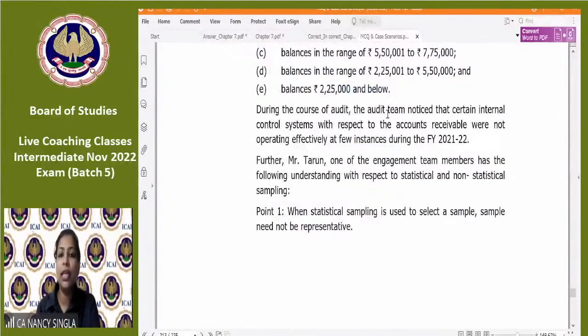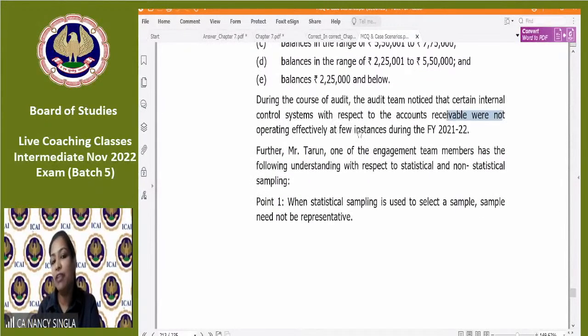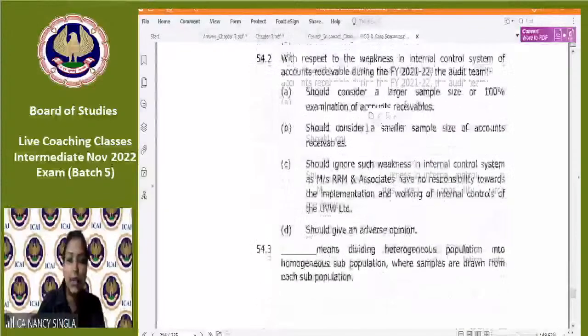During the course of audit, the audit team noticed that internal control system with respect to accounts receivable were not operating effectively at few instances during the year. ठीक है? Now let us have a look at the second question.